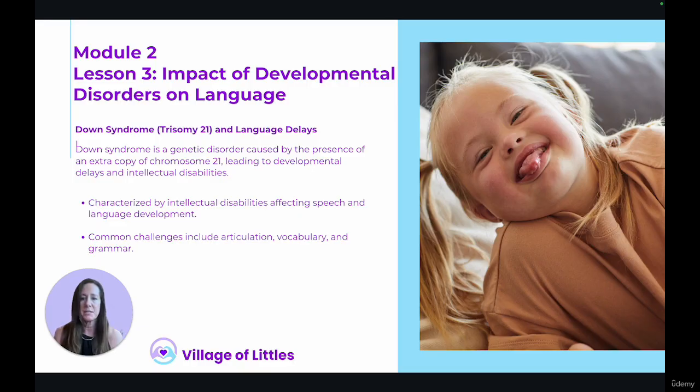Moreover, understanding spoken instructions and processing auditory information can be areas where they might need additional support. Memory and learning differences also play a role in how they acquire and retain language skills.